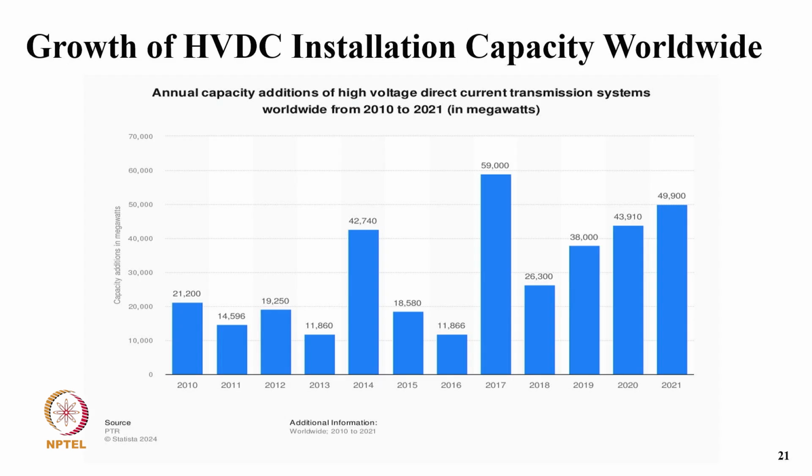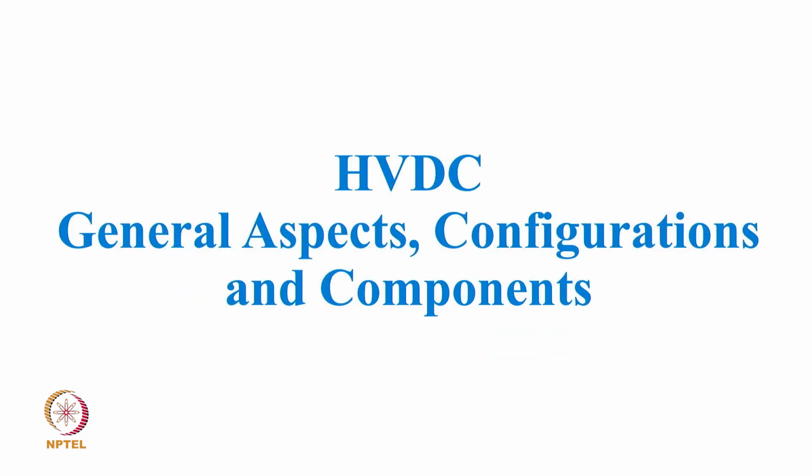And this is the growth of HVDC installation capacity worldwide, in megawatts from 2010 up to 2021. You can see the peak somewhere in 2014 and 2017 with 59 gigawatt of HVDC transmission.